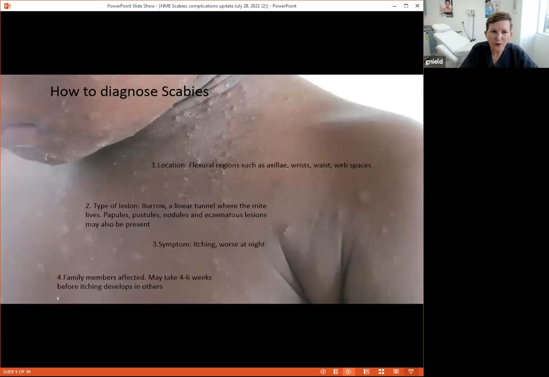So just to review on how to diagnose scabies, the location is important, as I mentioned. You look at the flexural regions. The type of burrows that we see right here, there's like a little linear burrow here. There can be papules, pustules, and eczema on the neck here. And there's itching at night and family members affected, but it may take 4 to 6 weeks before itching develops in others.